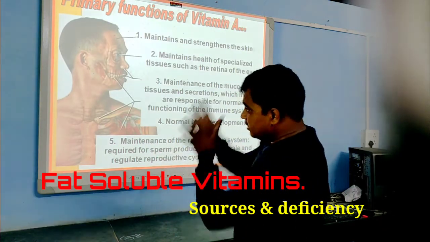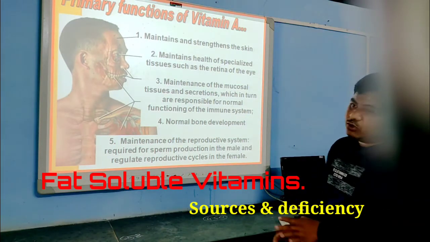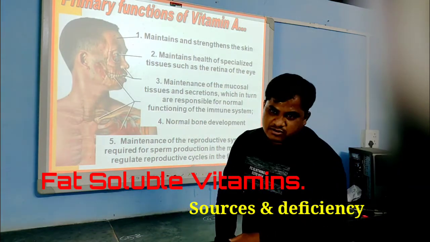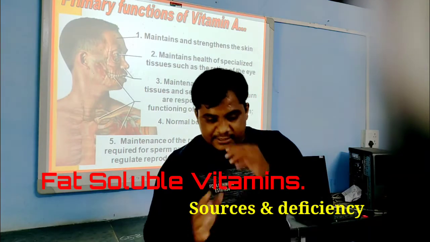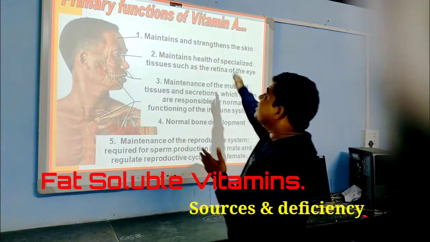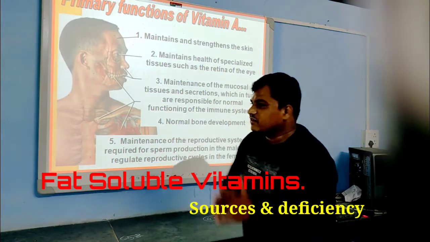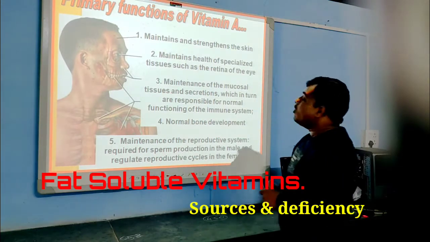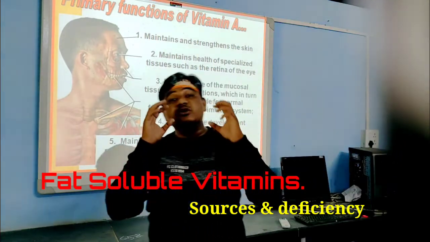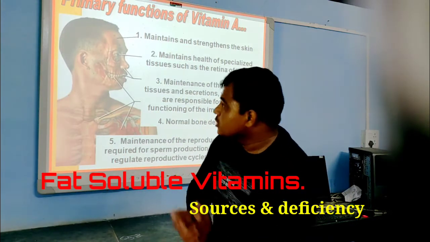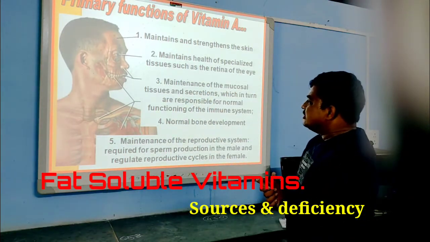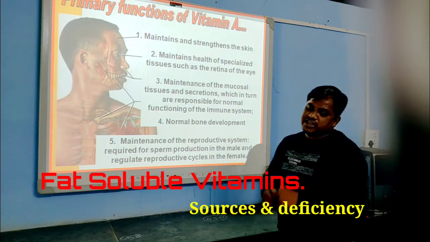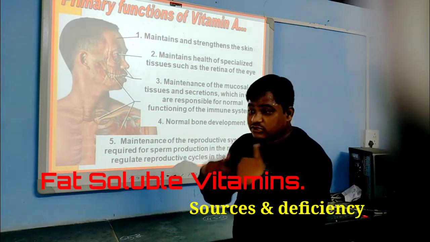Now we move towards the functions of vitamin A. What are the functions of vitamin A? The first function is to maintain and strengthen the skin. This vitamin is very important for your skin. Then it maintains the health of specialized tissues such as the retina of the eye, which means it is very useful for your eyes. It maintains the mucosal tissue and secretions, which in turn are responsible for the normal functioning of the immune system. So it is also useful for your immune system.